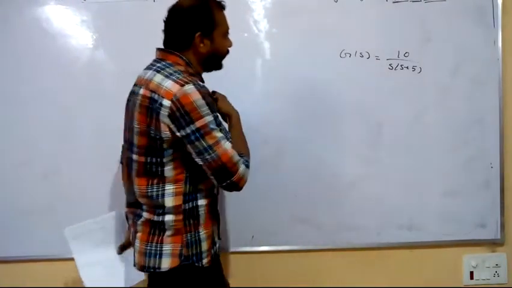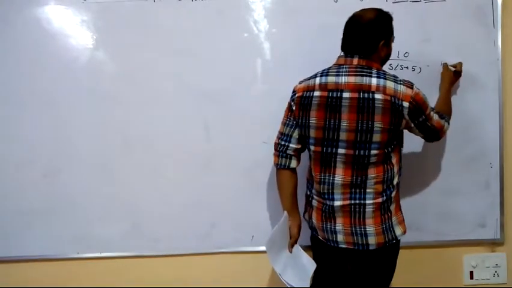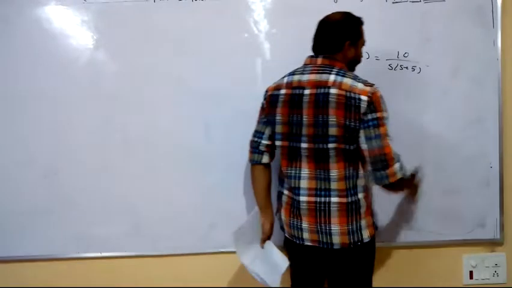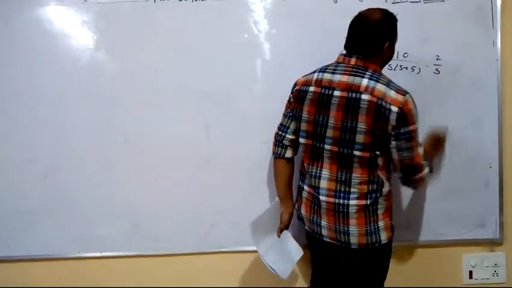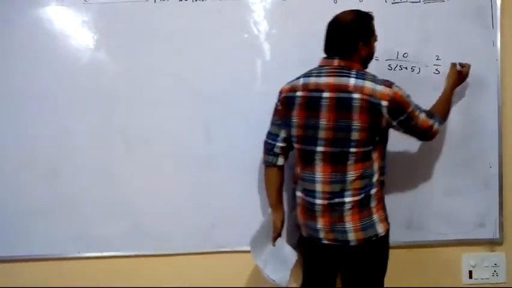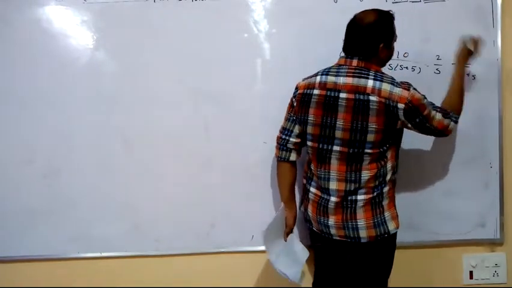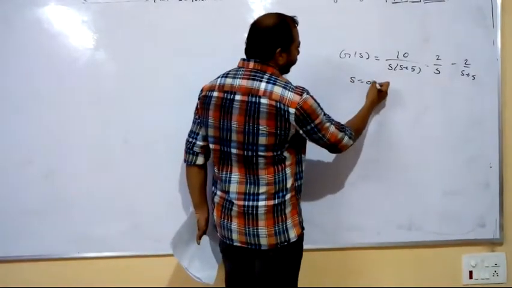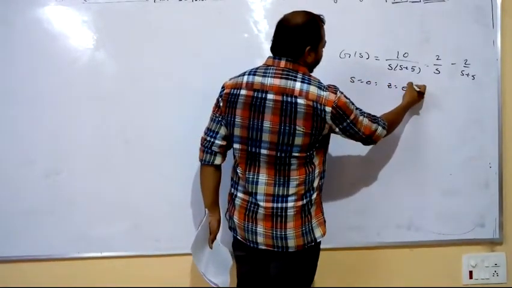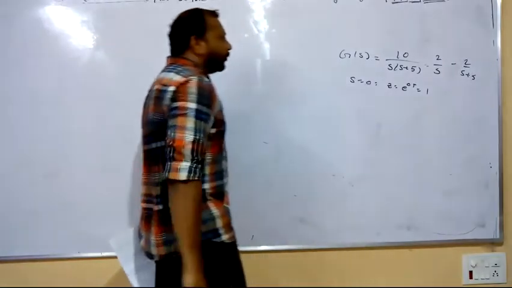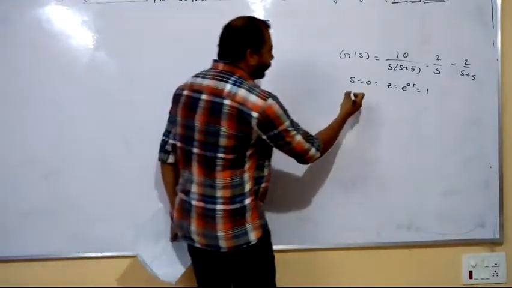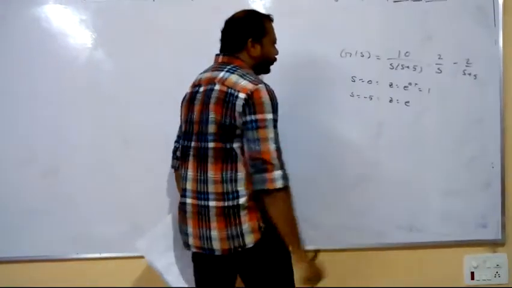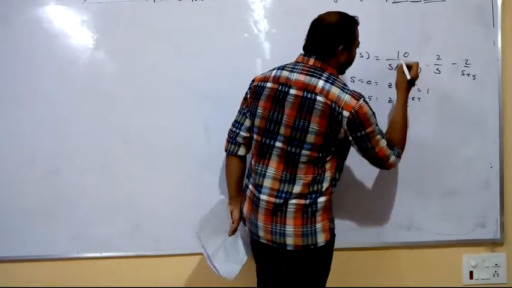For this one, first you have to split it into partial fractions. This can be represented as, at s equal to 0, we have 2 by s, and at s equal to minus 5, we have minus 2 divided by s plus 5. Here the pole at s equal to 0, the corresponding z is equal to e to the power 0, and this value is equal to 1, right? Here the pole at s equal to minus 5, the corresponding z is e to the power minus 5T.